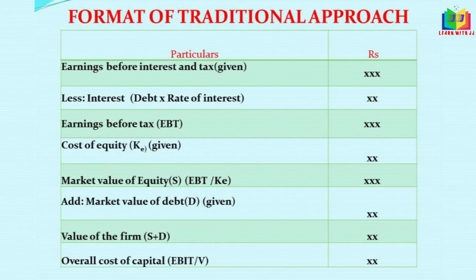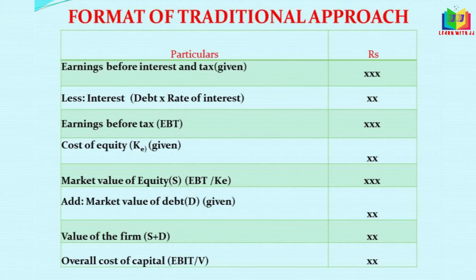The next step is to find out the market value of equity using the formula EBT divided by KE. We'll find the EBT and that should be divided by the KE, which is given in the problem. So we'll get the market value of equity. Once we get this market value of equity, we have to add the debt. The debt will be given in the problem itself. So we can easily find out the value of the firm. Just like our NI approach, the value of the firm is the same here: S plus D is the value of the firm.